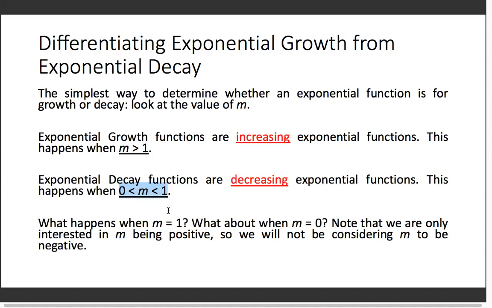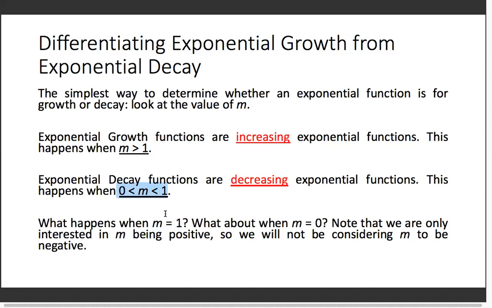For example, 3/4, 1/2, 3/1000. So as long as the numerator is lower than the denominator, then we obviously have a decreasing exponential function, or what we call an exponential decay function. What happens when m is equal to 1? Because the first one, the exponential growth function, happens when m is higher than 1. And for exponential decay functions, it's any number which is lower than 1 but higher than 0.